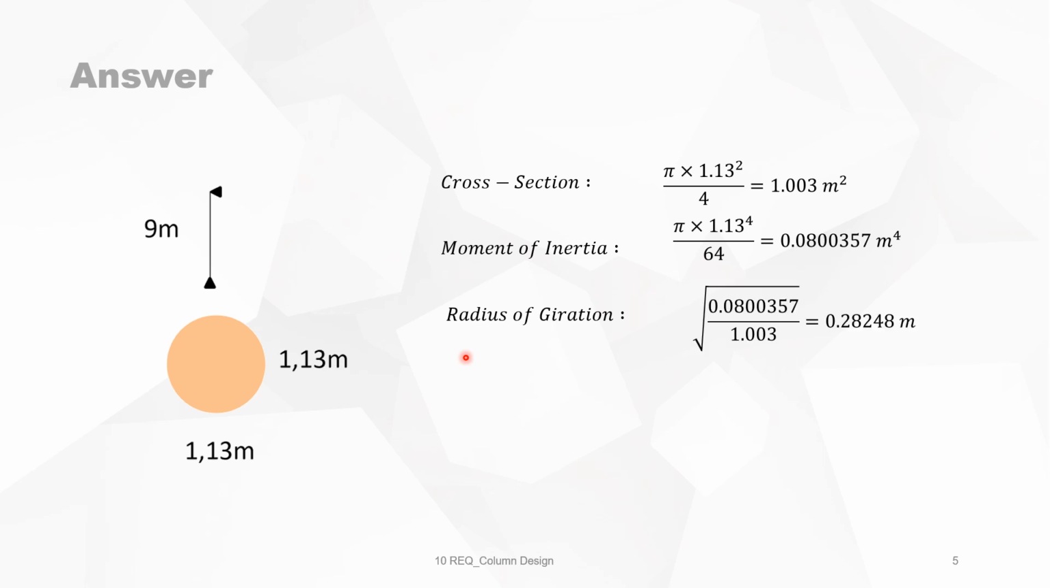The radius of gyration is the square root of the moment of inertia divided by the cross section, and gives me 0.28 meters. The effective length is then, because it's simply supported on both sides, 9 meters. And the slenderness is the effective length divided by the radius of gyration. It's 32.